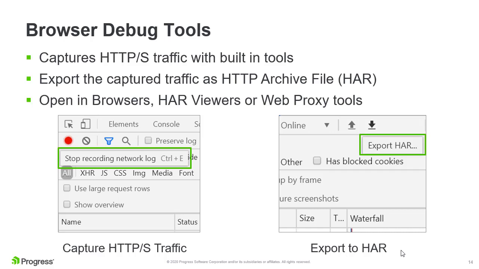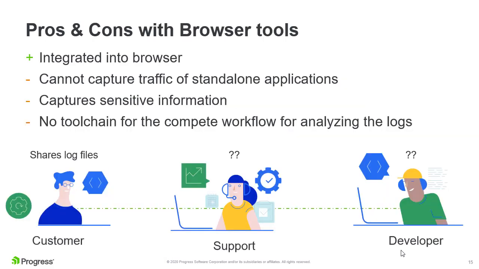Now, before we get into the web debug proxy tools, let's see what the pros and cons are with browser debug tools. A really nice thing about browser debug tools is that they are ubiquitous. If there is a browser, then very likely there is a built-in tool to capture these logs. But the drawbacks include that it cannot be used to capture traffic for standalone applications or mobile apps, and they can only be used for capturing traffic in browsers.